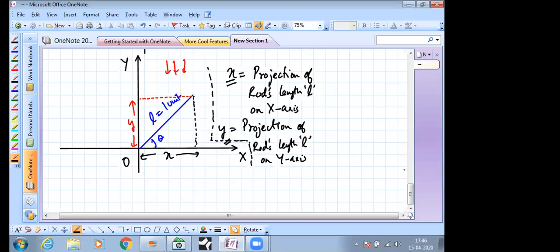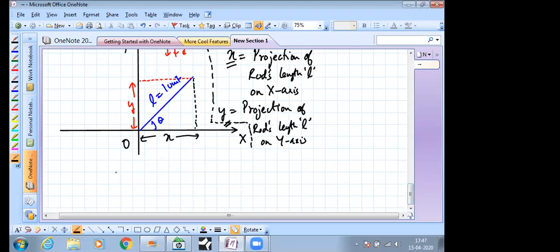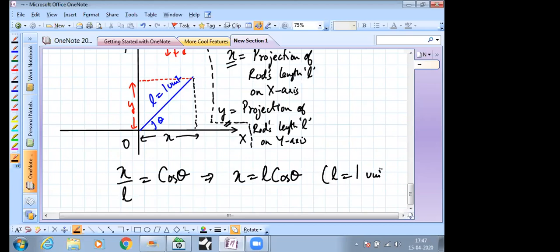Okay, now we will see the relationship between x, y, and theta. So as you can see, just apply trigonometry over here. So x is the base. So x upon L, which is the hypotenuse, is nothing but cos theta. So you can see x is defined as L cos theta. And further, we have taken L as a single unit. It's a unit length. So for a unit length rod, what is the x projection? It is nothing but cos theta.